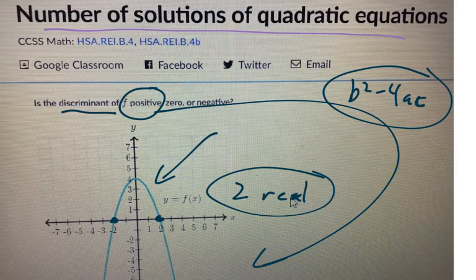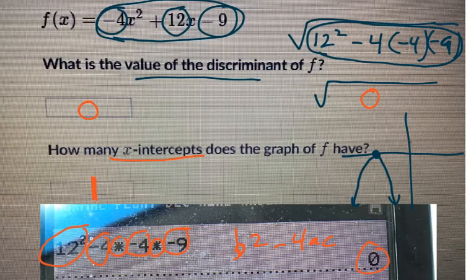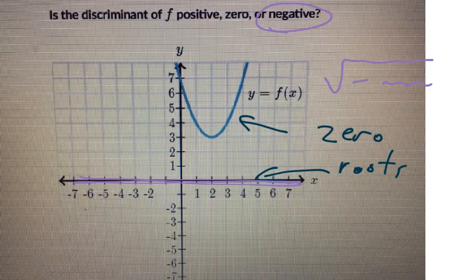So just as a quick reminder, if the b squared minus 4ac, also called the discriminant, is positive, you're going to have 2 real roots. If it's a 0, you're going to have 1 real root, a double root. And if the discriminant is a square root of a negative, in other words, the discriminant is negative, then you're going to have a picture like this where you have no or 0 roots.